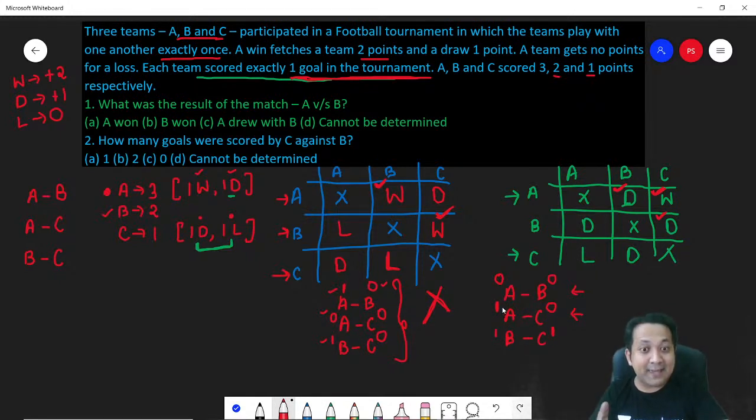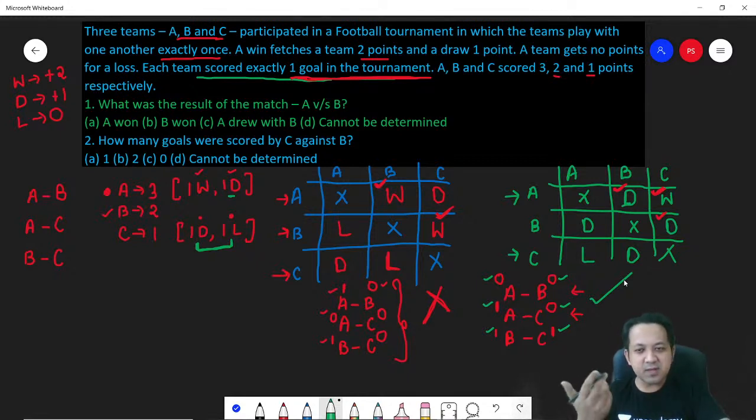Can you now verify? Total goals scored by A in the tournament is 0 plus 1, 1. Total goals scored by B in the tournament is 0 plus 1, 1. Total goals scored by C in the tournament, 0 plus 1, 1. Super awesome. This validates. This is as per the question, which says every team scores 1 goal in the tournament, meaning this scenario is possible.